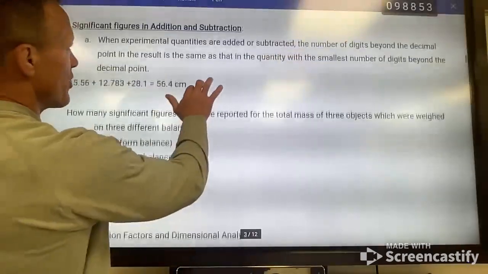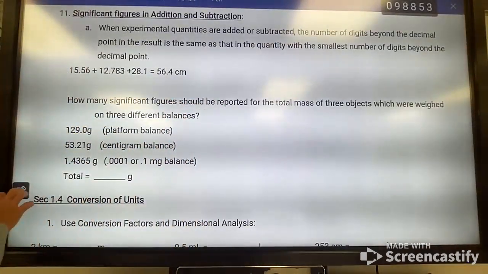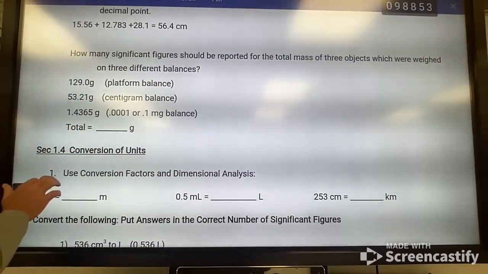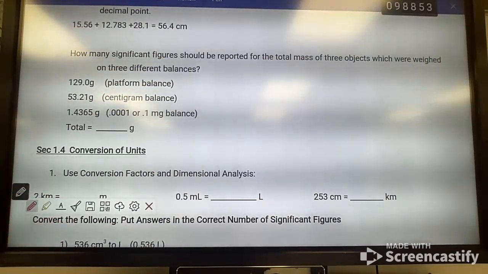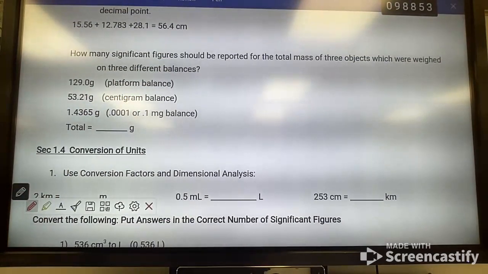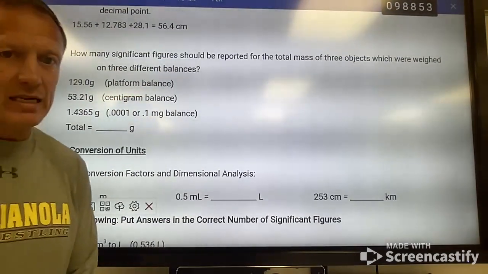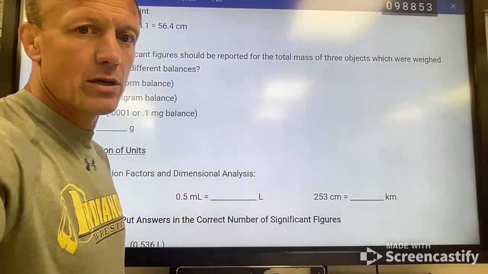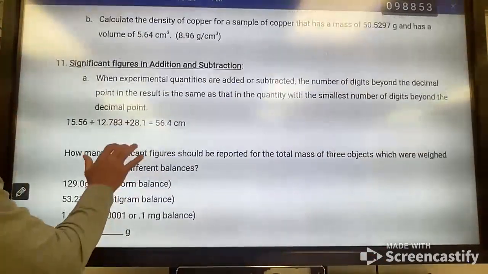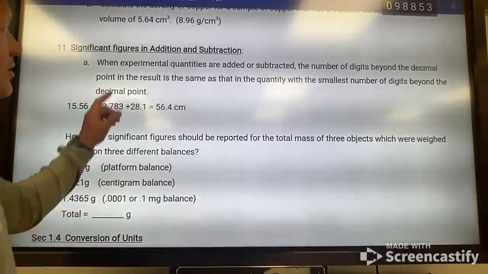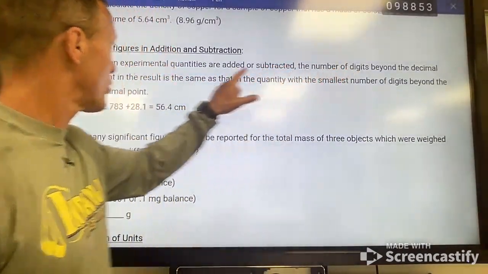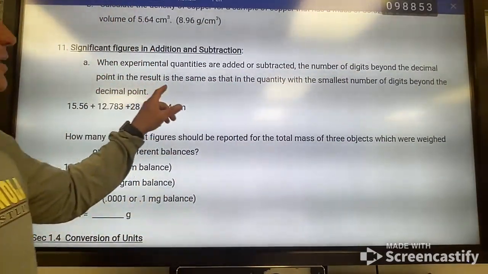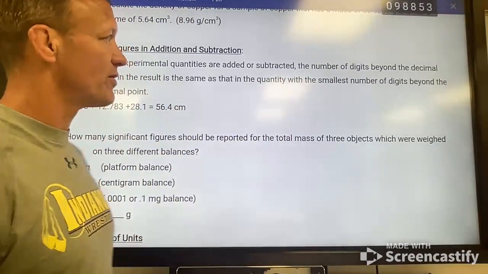Addition, subtraction is a little bit different. We don't do a lot of addition, subtraction, but it's a little bit different. Addition, subtraction would be this rule. You cannot have any more sig figs than the least significant digit in your problem. So when they're added or subtracted, the number of digits beyond the decimal point in your final answer is the same as that in the quantity with the smallest number of digits beyond the decimal point.